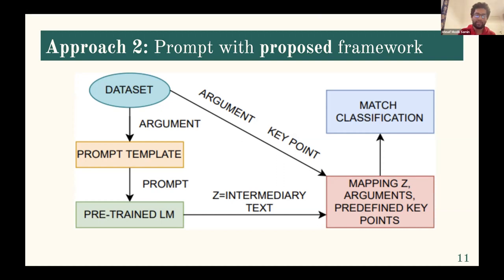So here there are 2 classifiers. The first classifier is to get the intermediary text, and this adds additional information. And with this additional information, we pass all these 3 into our final classifier.